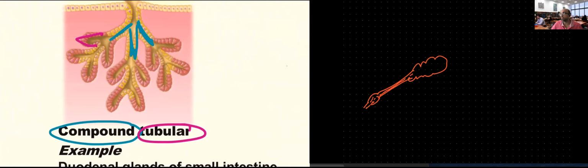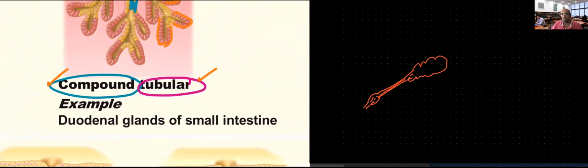Look around here, I have multiple ducts, so it's going to be compound. What is the shape of the secretory region I'm connected to? It's elongated, so it's going to be a compound tubular gland. And those are like the duodenal glands of the small intestine.